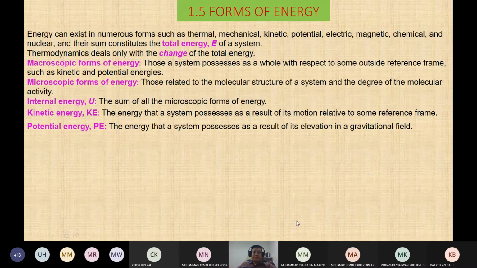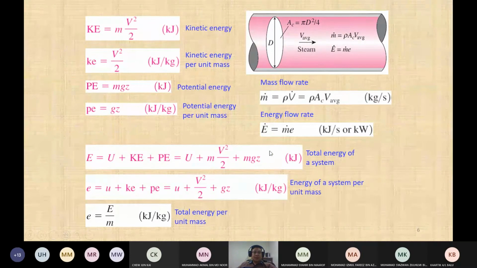So this one is the balancing energy that will occur in the HVAC system. For example, in the duct system, we will calculate the mass flow rate, anything. So the mass flow rate should be balanced between the outlet and the inlet.